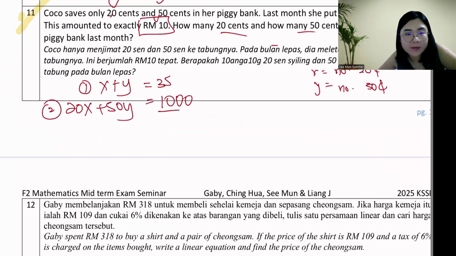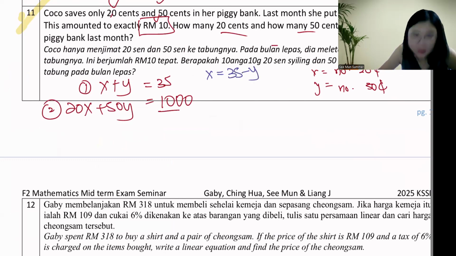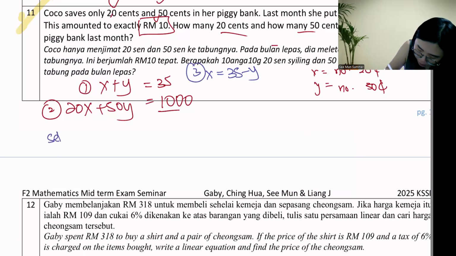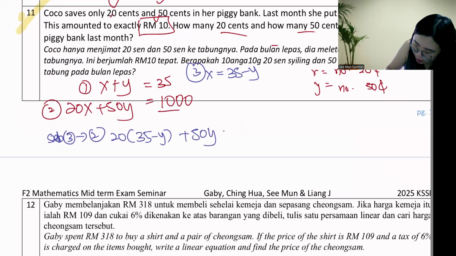So, substitute, correct. I think substitution is quite easy. So let's see, x equals 35 minus y. So I have the first equation, the second equation, and this is the third equation. I will substitute the third equation into the second one. So 20 times (35 minus y) plus 50y equals 1,000.